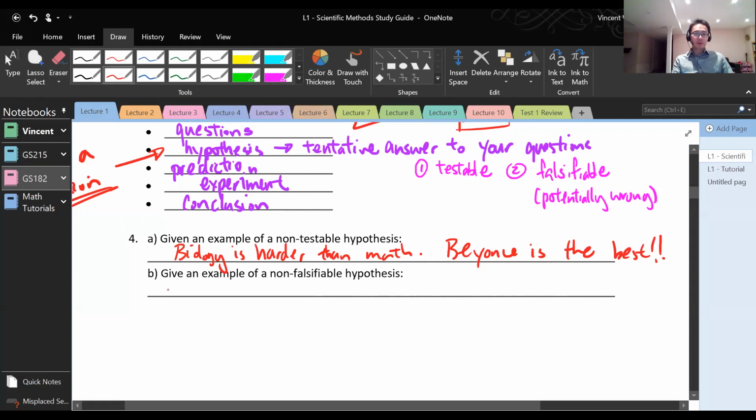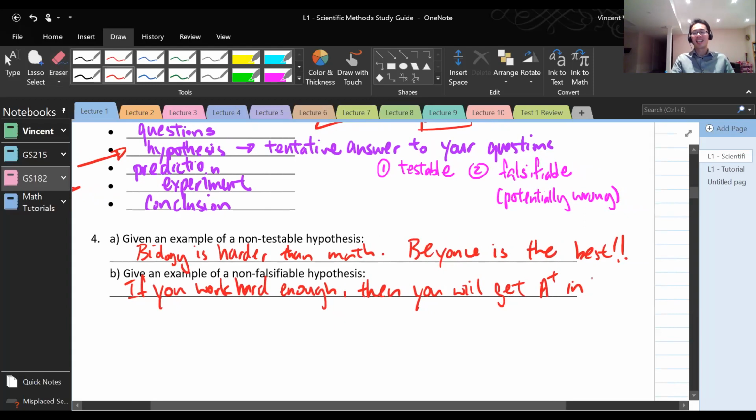Here is my favorite one. I heard this from my parents a lot when I was growing up. They liked to say this to me: son, if you work hard enough, then you will get an A+ in whatever. That is a lie. Growing up, the problem I had was English. So they would say, if you work hard enough, then you will get an A+ in English.